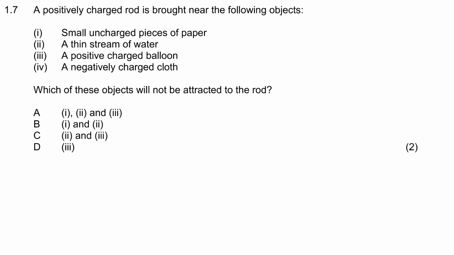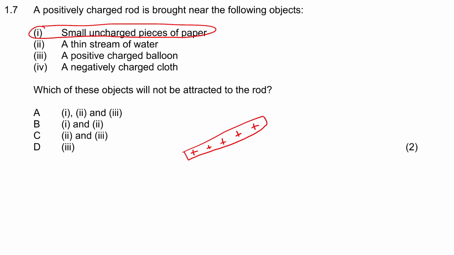A positively charged rod is brought near the following objects. They said, which of these objects will not be attracted? Okay, so let's quickly go draw this out. So we have a charged rod. So it's just a rod like this, and it's positively charged. Now, if you had to bring that close to a small uncharged piece of paper, or pieces of paper. Okay, so here we've got a whole bunch of little pieces of paper.